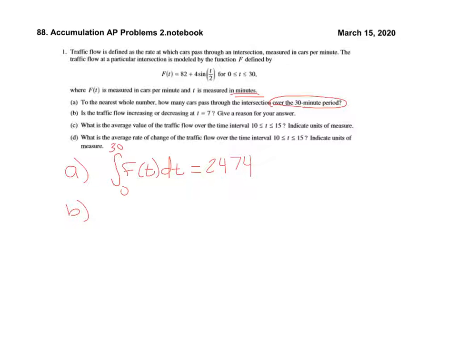Part B: is the traffic flow increasing or decreasing at t equals 7? Give a reason. So traffic flow is this formula, F of t is measured in cars per minute. So they're just asking you to find f of 7.